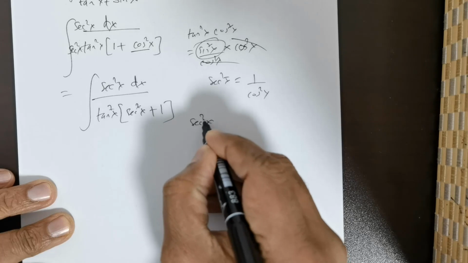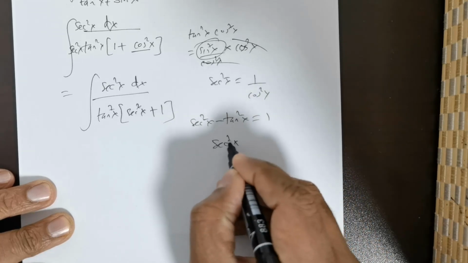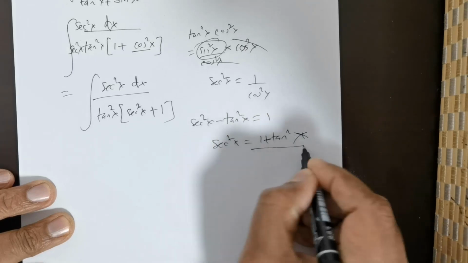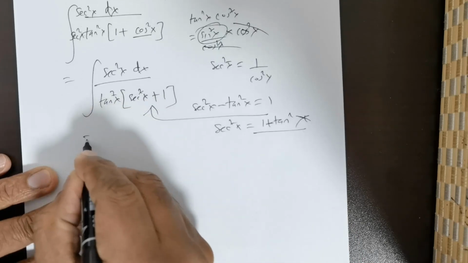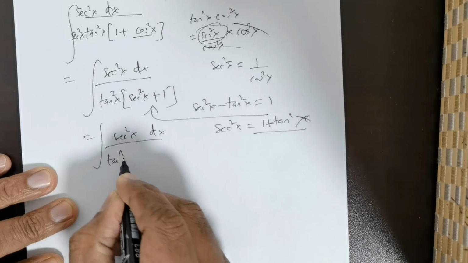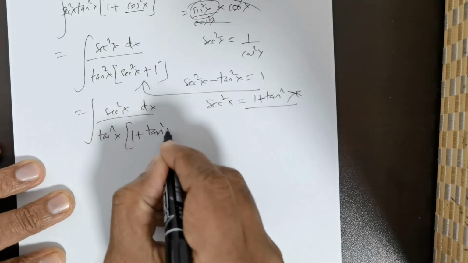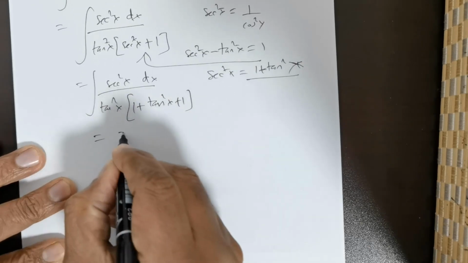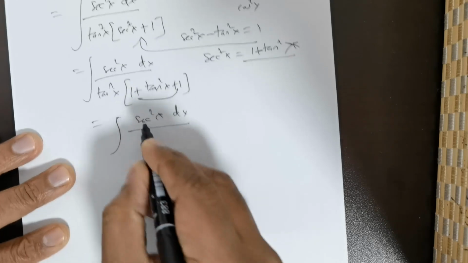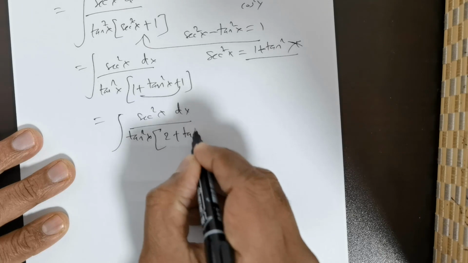But I also know a formula which is secant squared x minus tan squared x is equal to 1. So from here I can write secant squared x is equal to 1 plus tan squared x. So substitute this over here. So this is going to be the integral of secant squared x dx divided by tan squared x times (1 plus tan squared x plus 1). So this is equal to the integral of secant squared x dx divided by, I can add this and I will have tan squared x times (2 plus tan squared x).